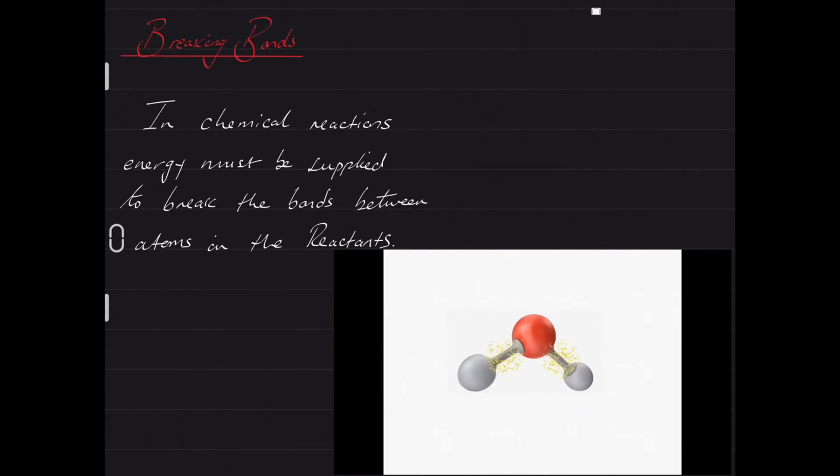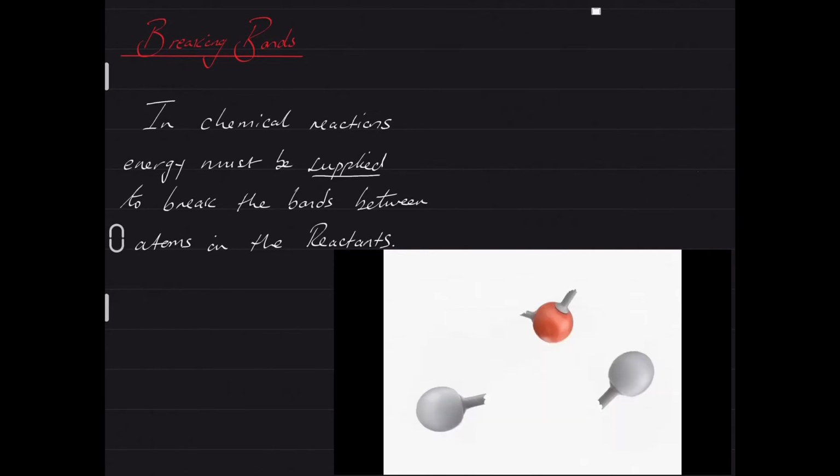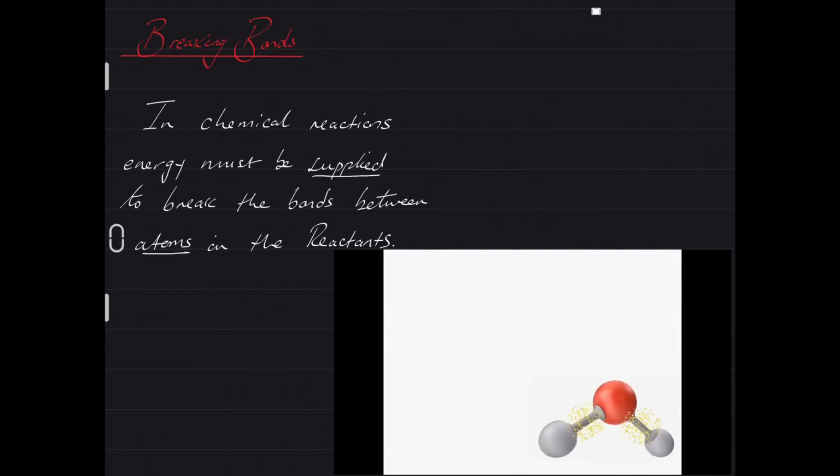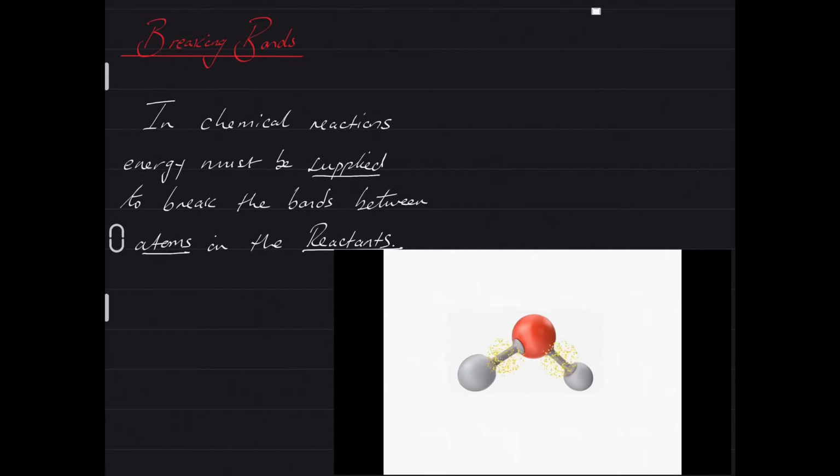So there are a few key words here that I want you to think about. In chemical reactions, energy must be supplied. So that's very important. Energy must be supplied to break bonds between atoms in the reactants. So if energy is being supplied, energy is taken in from the surroundings to break the bonds.